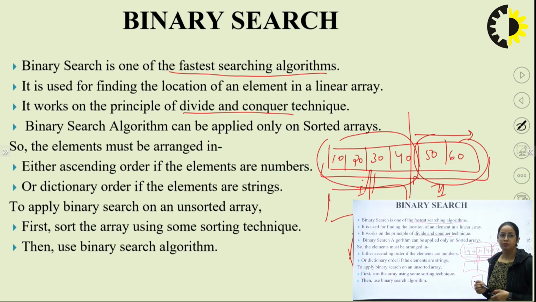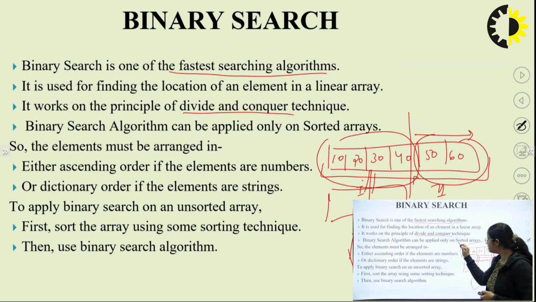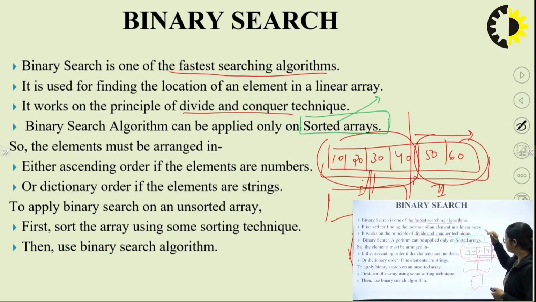Okay, so basically first, when we talk about binary search, it is a very fast searching algorithm. Second, it works on the principle of divide and conquer. And the third point, which is very important about binary search, is that if we are applying binary search, we have one condition: the array that we are taking must be a sorted array. The word sorted is very important for binary search.